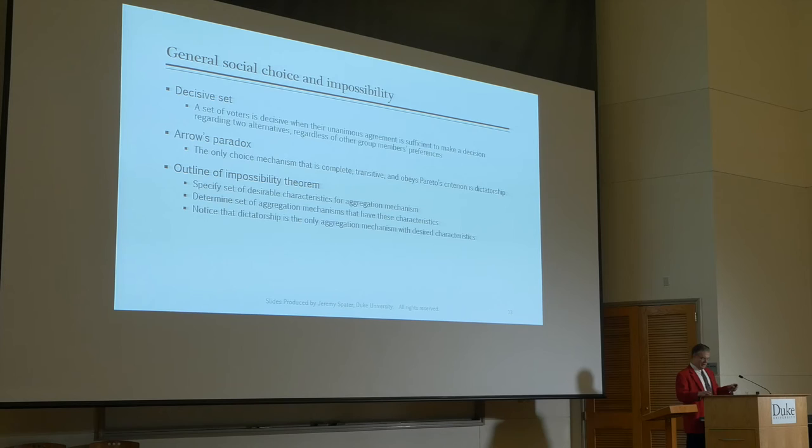Arrow's paradox can be simply stated: the only choice mechanism that's complete, transitive, and obeys Pareto's criterion is dictatorship. Now, Pareto's criterion is unanimity, and we discussed this quite a bit more in the book. So it's complete, it allows all comparisons, and people are informed. It's transitive in the sense that there are no cycles. It obeys Pareto in the sense that even if people are unanimous, it would still be satisfied.